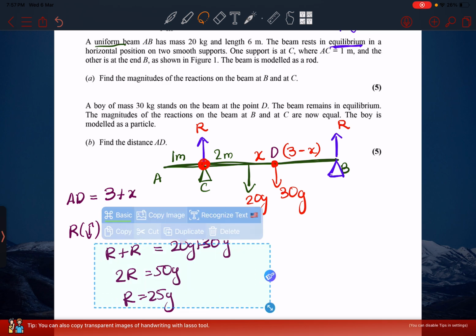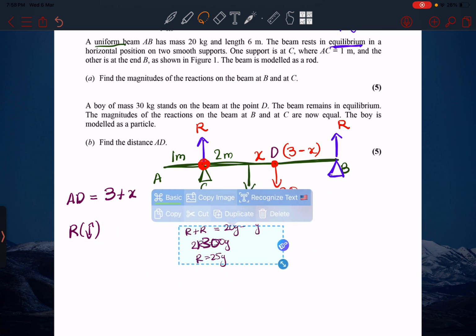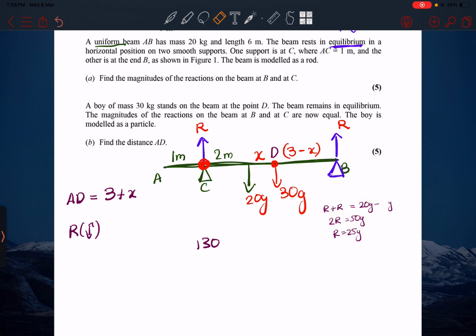So we've actually got what is R. Okay, so let's put that to the side somewhere. The boy's weight was 30 G. So the reaction force is 25 G. Okay. Now we have to find the moments. So you would need to take the moment about some point that has the x on it. You can choose any point you like. I'm going to choose C again as my pivot point because it was already a pivot point.